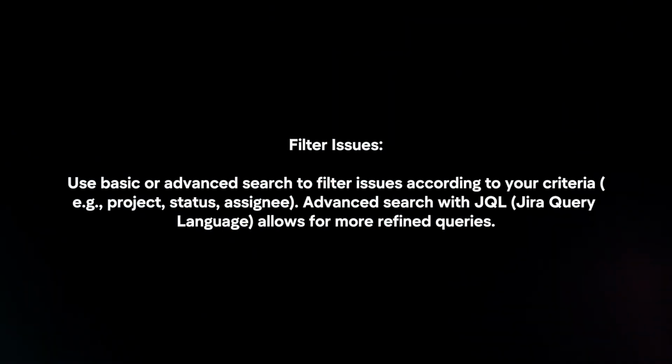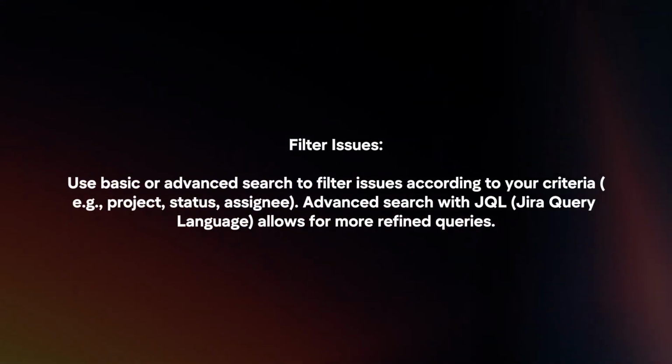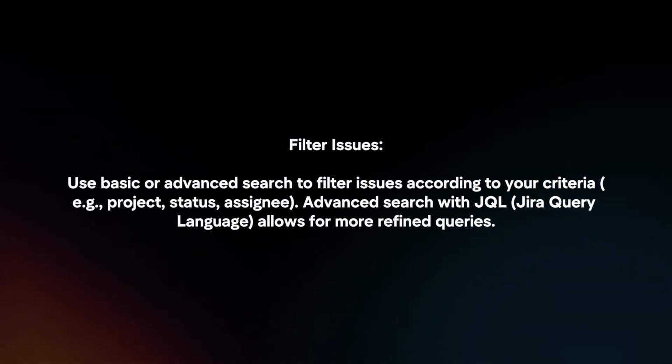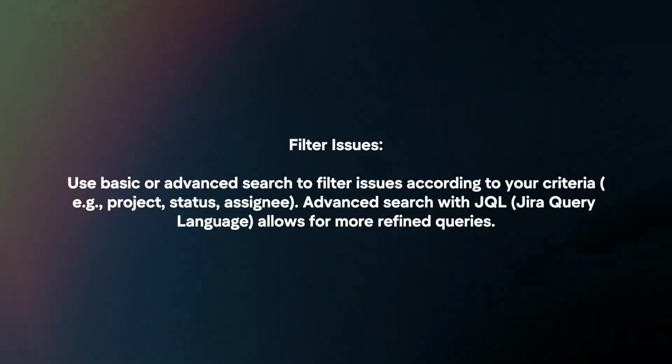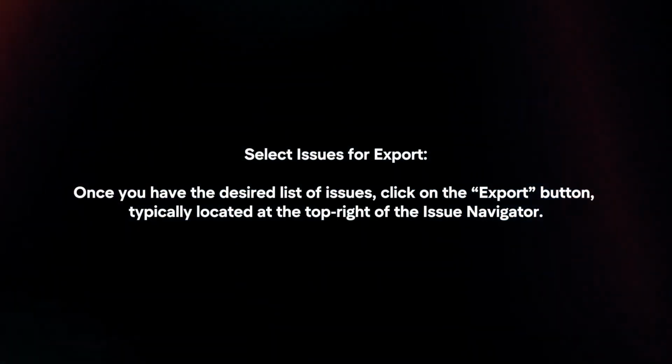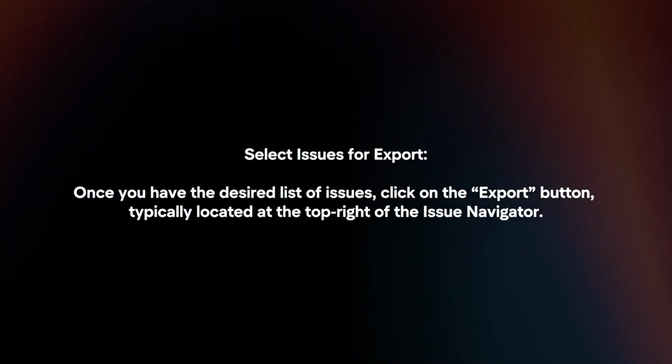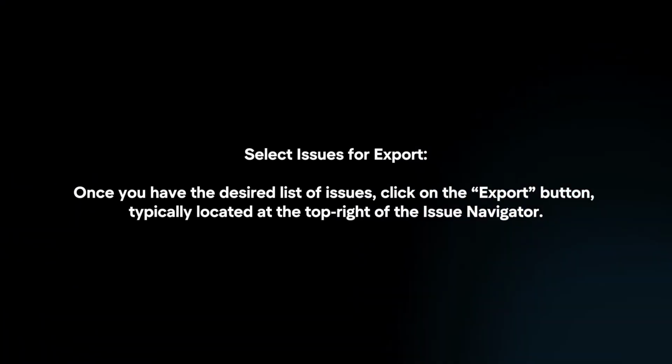Filter issues. Use basic or advanced search to filter issues according to your criteria. Advanced search with JQL allows for more refined queries. Select Issues for export. Once you have the desired list of issues, click on the Export button, typically located at the top right of the Issue Navigator.